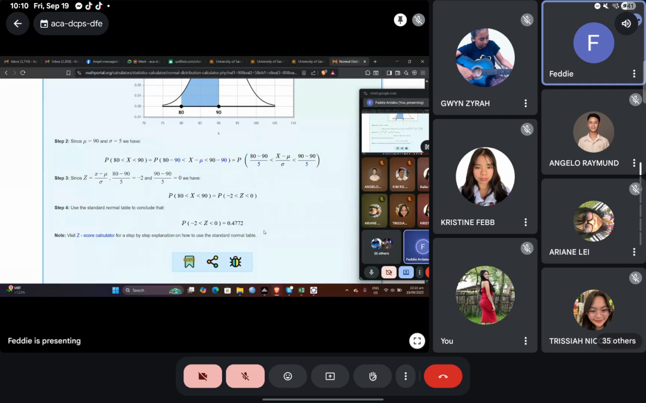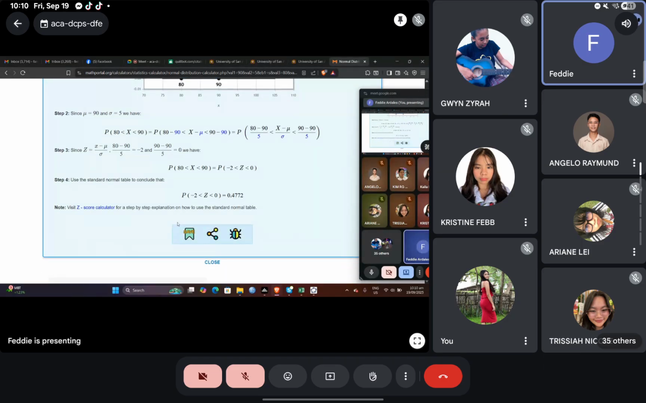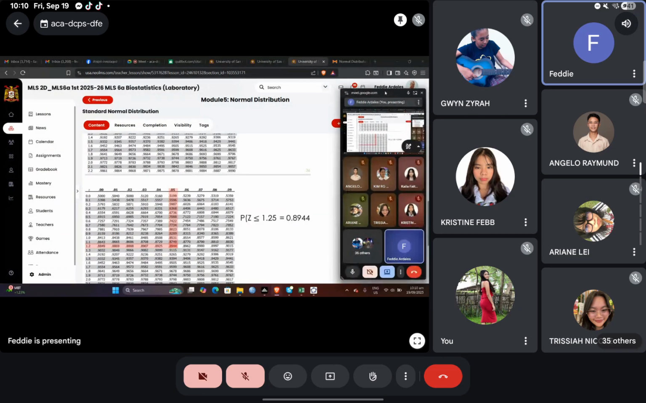So this is what is good about using this normal distribution: there is one solution. Okay? Questions so far? Clarification?